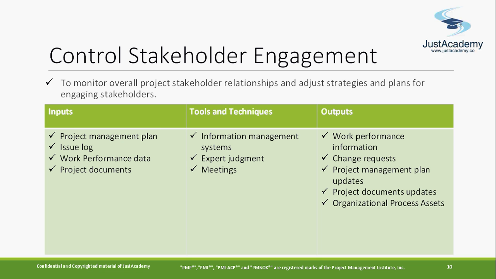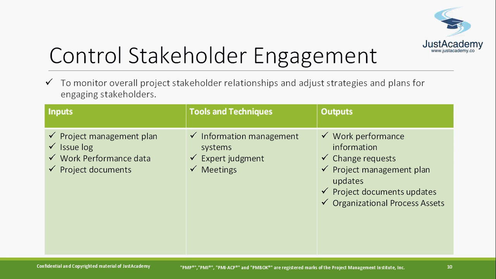Now, another thing is control stakeholder engagement. This is part of monitoring and controlling. So you need to monitor the overall project stakeholder relationships and adjust the strategy and plan for engaging the stakeholders. Now, you have already created a plan for how you are going to engage the stakeholders, and during the execution phase you are working on that. But during monitoring, you realize that some engagement is not working. They are raising multiple issues and you are not able to handle or resolve them.